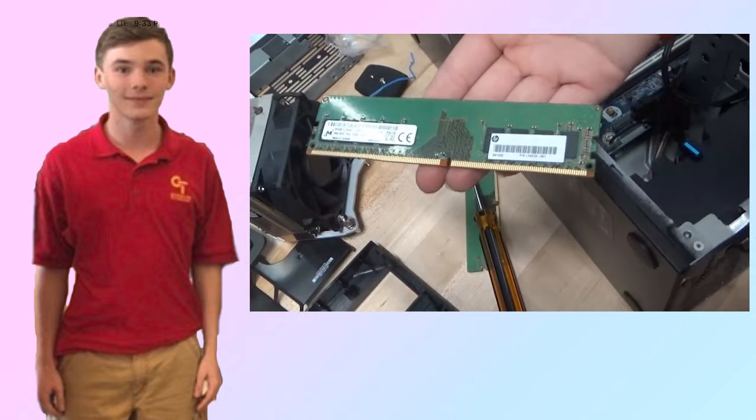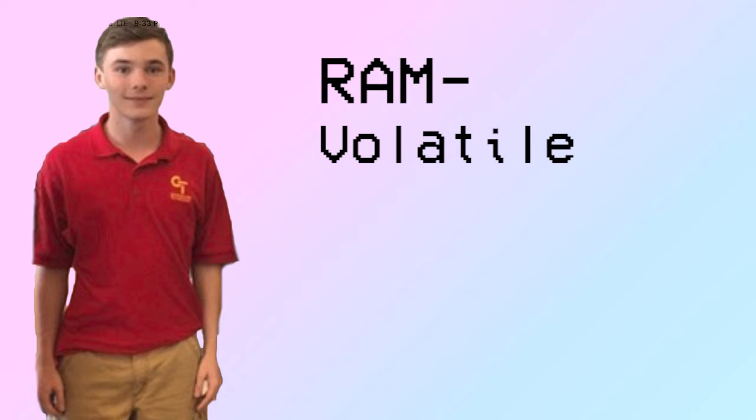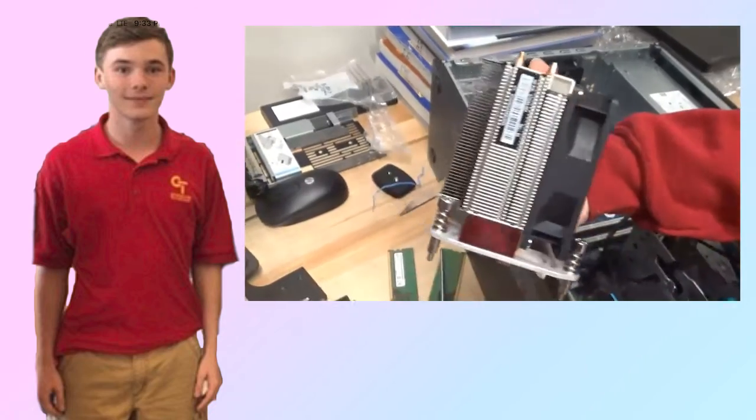This is the RAM, otherwise known as random access memory. RAM is volatile, which means it is lost when the power is removed. It's an extremely fast type of computer memory which temporarily stores all the information your computer needs right then and in the near future. This is a heatsink.